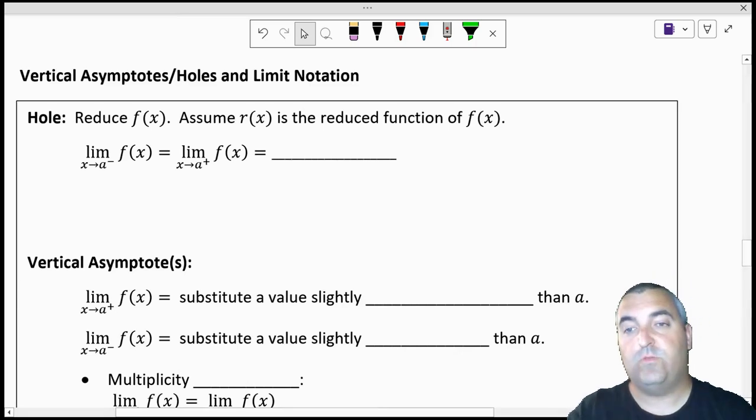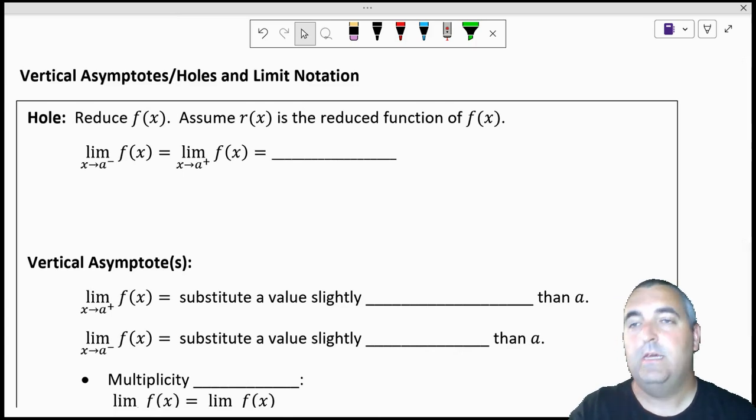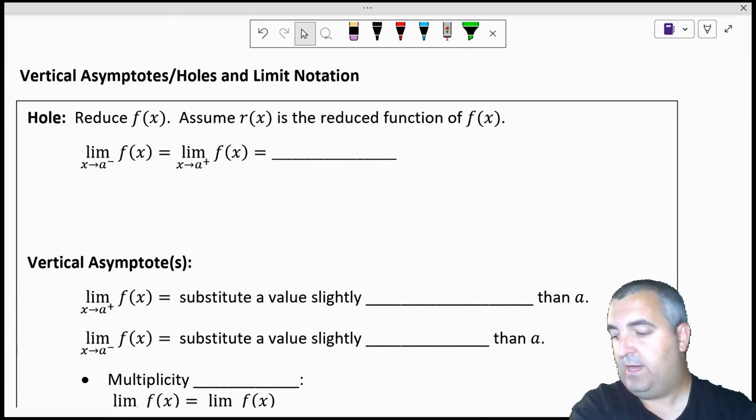Today we are continuing with 1.9, 1.10 rational functions, vertical asymptotes, and holes. And today we're actually going to talk a little bit about what we talked about last video, but just a little bit more in depth and seeing a couple different examples here.